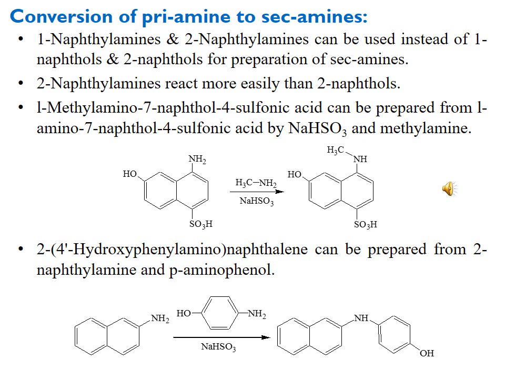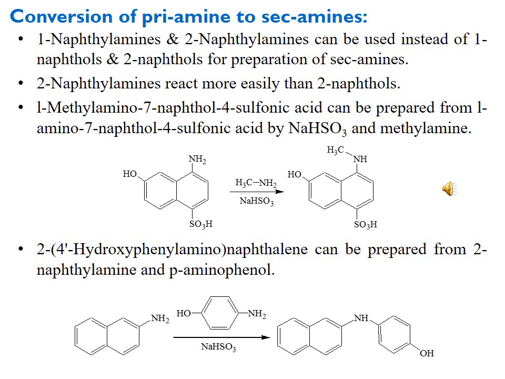Till now we have discussed the conversion of alcohols, 1-naphthol or 2-naphthol, alpha-naphthol or beta-naphthol, into primary amines and secondary amines. Here is another way for the formation of secondary amine, that is from primary amine. We can use 1-naphthylamine or 2-naphthylamine instead of 1-naphthol or 2-naphthol to form the secondary amines. These primary amines, 1-naphthylamine or 2-naphthylamine, react more easily as compared to naphthols to form the product.